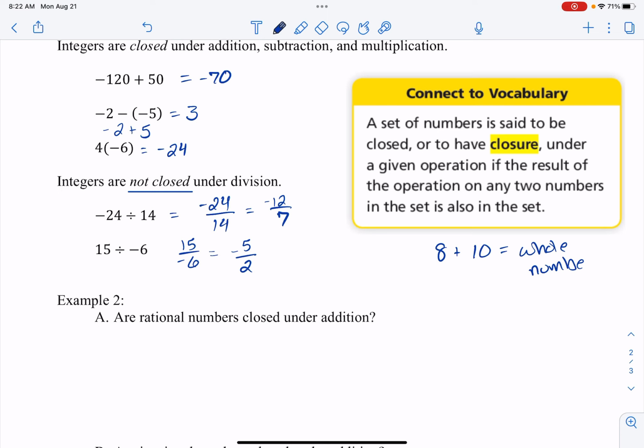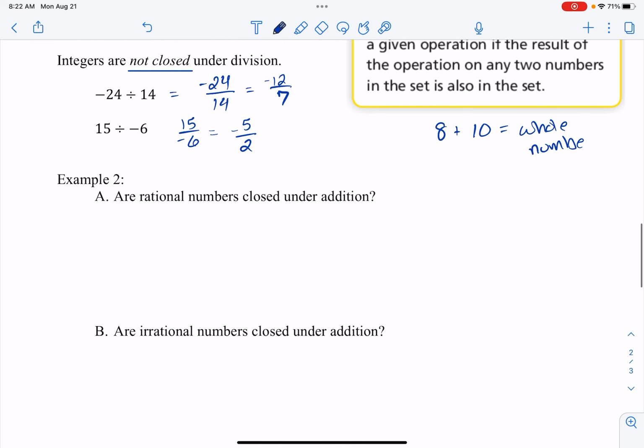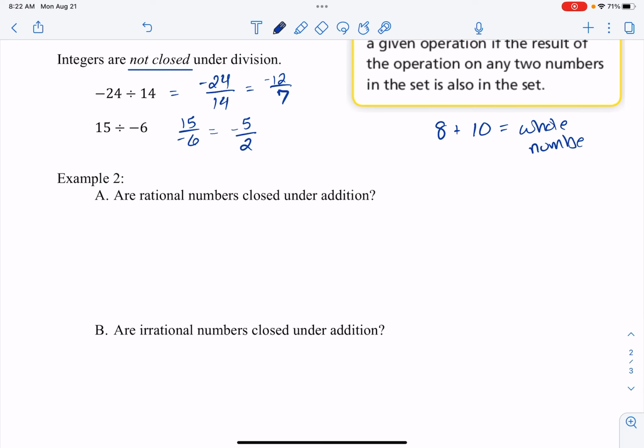Okay, so what about rational numbers? Are rational numbers closed under addition? So rational, again, fraction. If I take 1/2 and add 2/4, am I also going to get a rational number? Well, if you remember, I need a common denominator, so this would become 2/4 plus 2/4. Well, looky there. That gives me 4/4, which is 1 whole, which is also a rational number, 1 over 1. Okay, 1/3 plus 2/8.